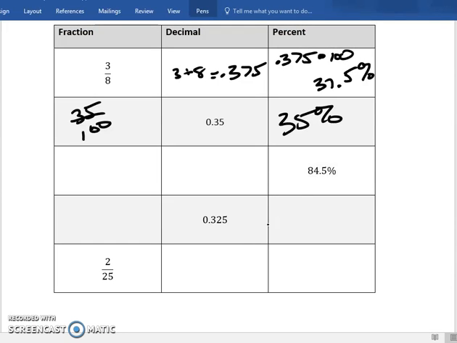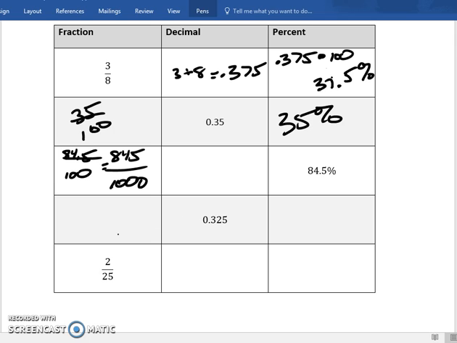Let's see more in our table here. 84 and 5 tenths percent. Percent's always out of 100. So if I want to write it out as a fraction, I could write it out as 84.5 over 100. But the issue with that is decimals and fractions can't play together. They don't get along. So we move the decimal once to the right, which means we multiply by 10. If we multiply each of them by 10, we get 845 thousandths. So that works.